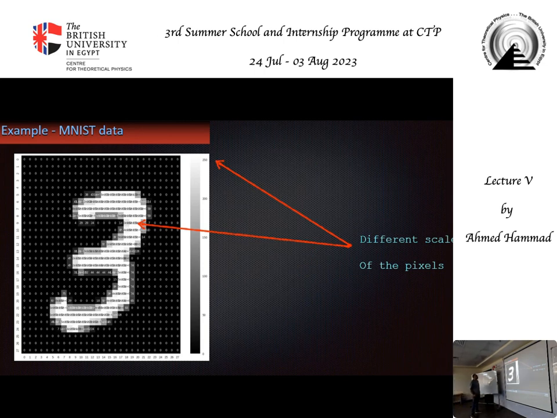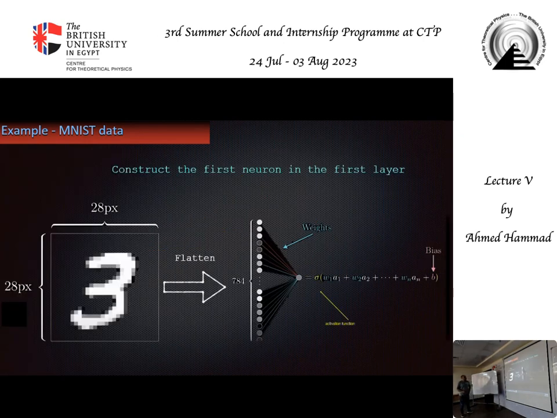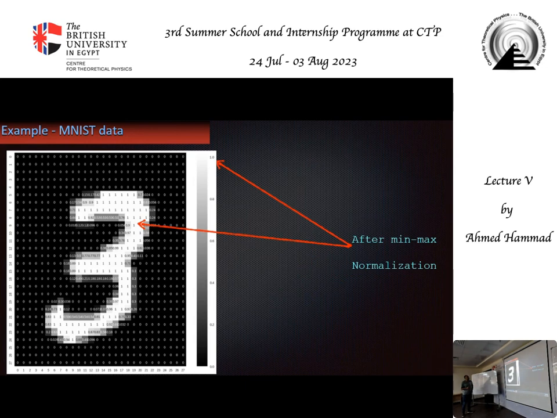Okay, so first let's look at the image. As I said, everything in this world can be converted into numbers, right? Here, the dimension of the image is 28 times 28. So how many pixels do we have? 784 pixels. And those are the small pixels.